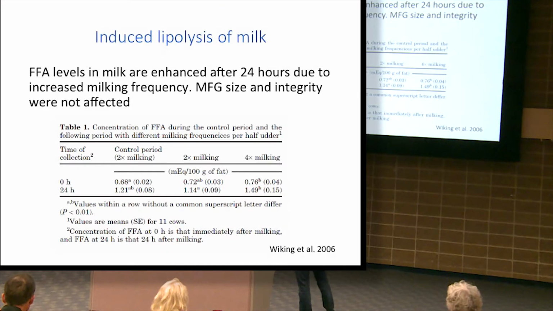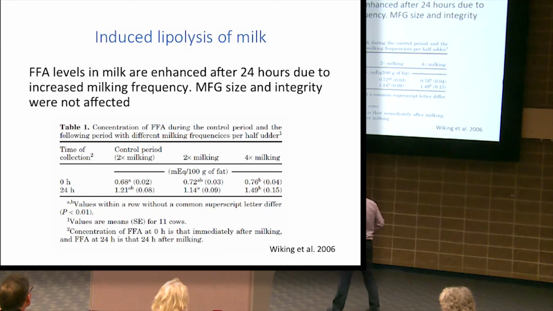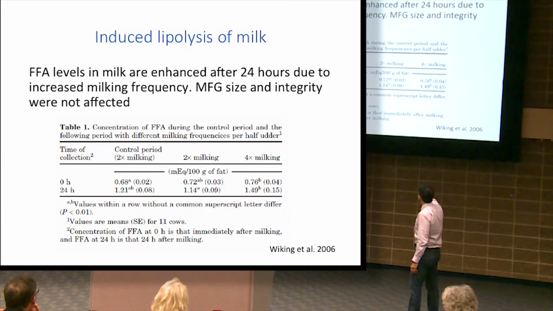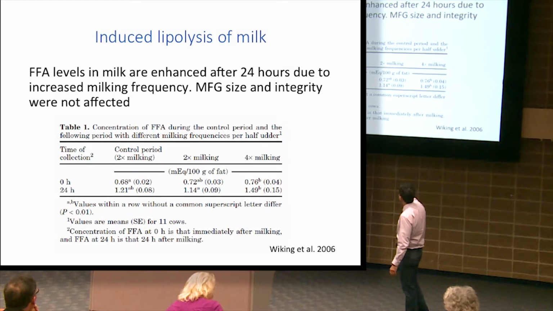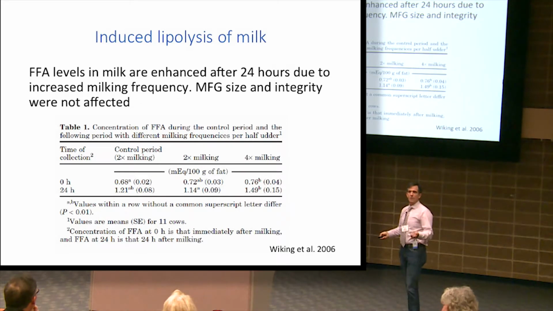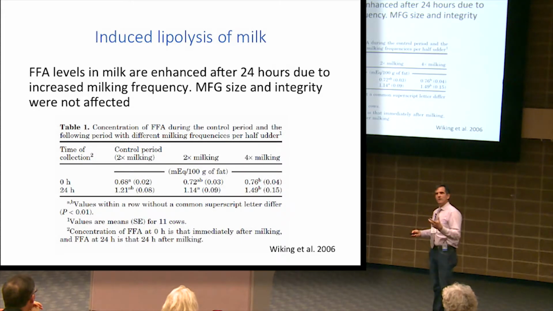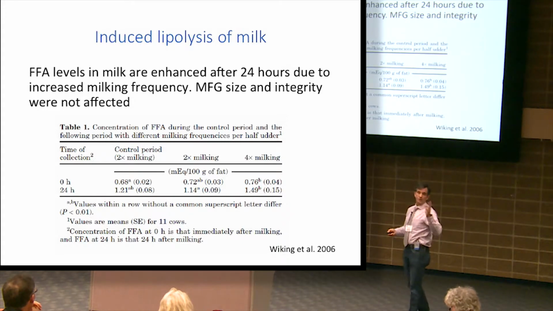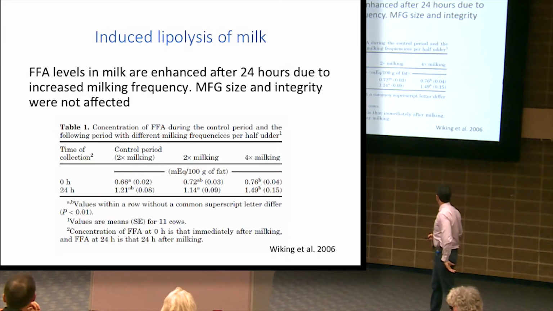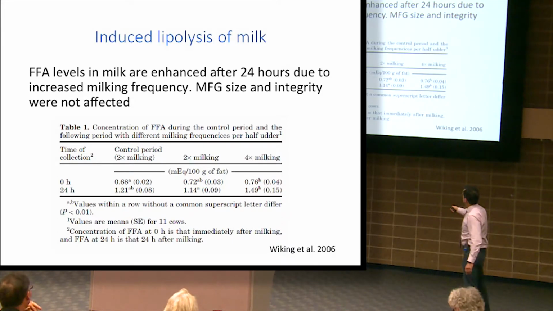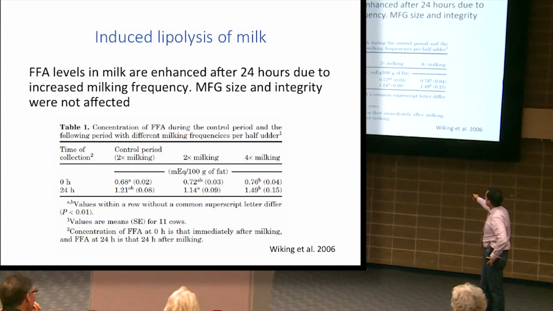Okay, so induced lipolysis in milk. What are some of the factors that enhance this? So free fatty acid levels in milk are enhanced after 24 hours due to increased milking frequency. So I ended up reading, thanks to you, Bulgarian papers and Czech papers. It seems like they're very concerned either about somatic cell counts or, and then of course the Dutch. The Dutch, I'll show you some of the Dutch stuff. That's them. Yeah. So milking frequency. So here you have a control, 2 times milking, 4 times milking.